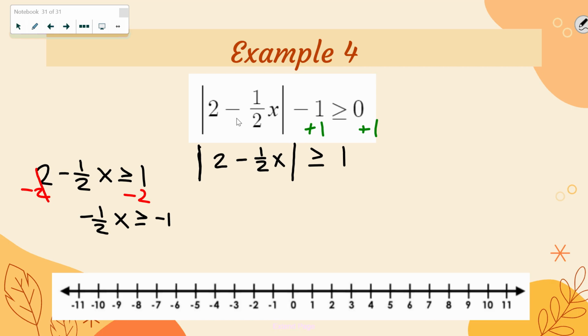And then what's your last step here to solve for x? Yeah, so you can divide by negative 1/2 or multiply by negative 2. And if you're multiplying by a negative or dividing by a negative, what do we have to remember to do? Switch your sign. So you'll end up with x is less than or equal to 2.